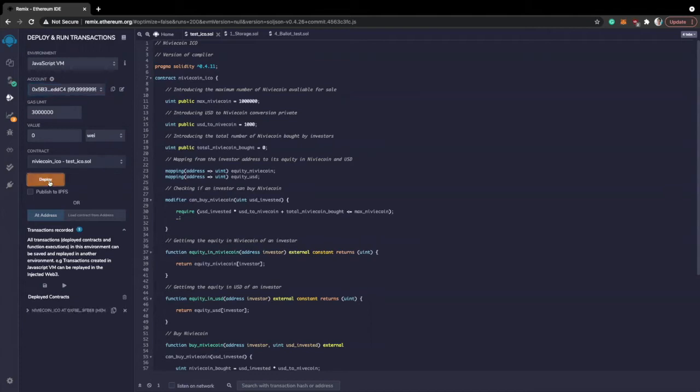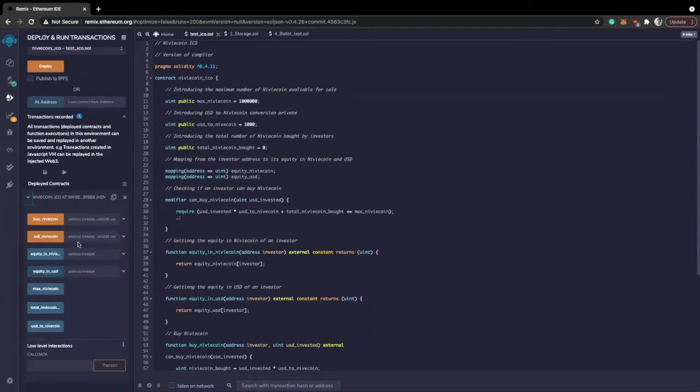First, we'll deploy the project. And once we deploy the project, we have access to the contract. And the contract gives us access to a bunch of different features, which we set up in our code.